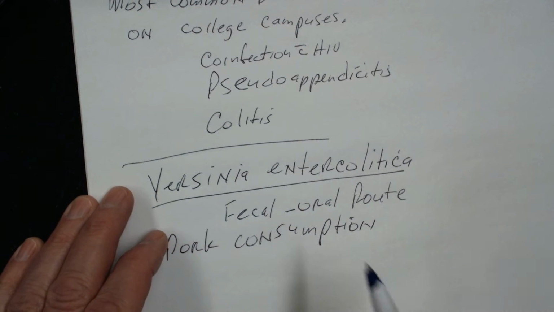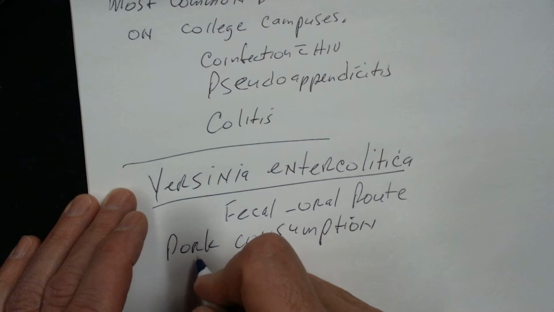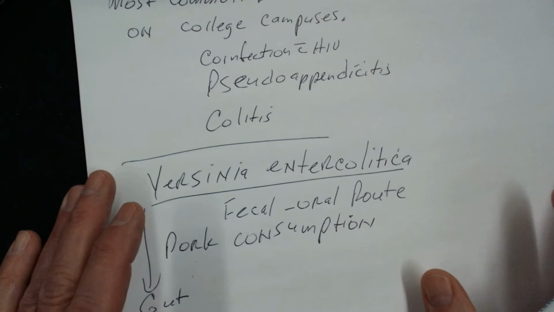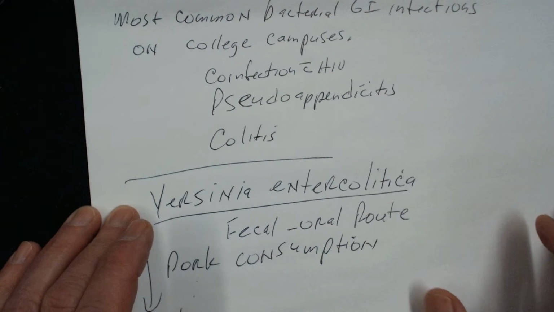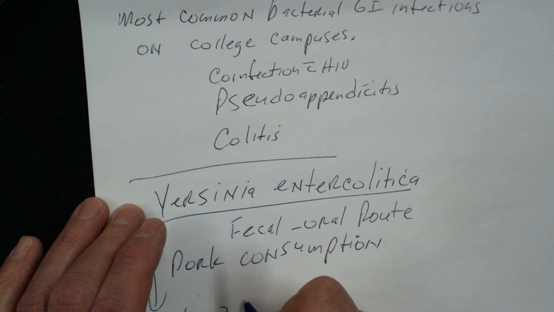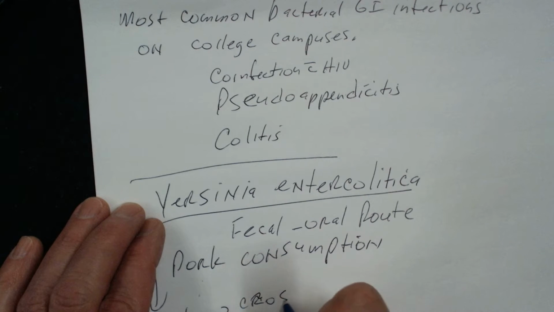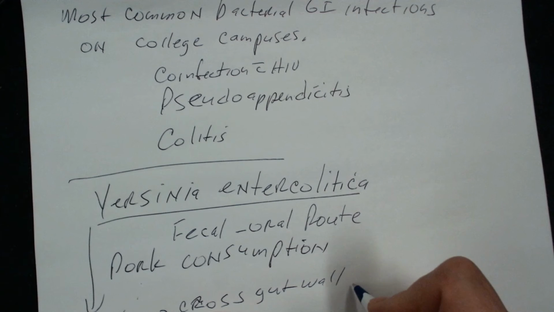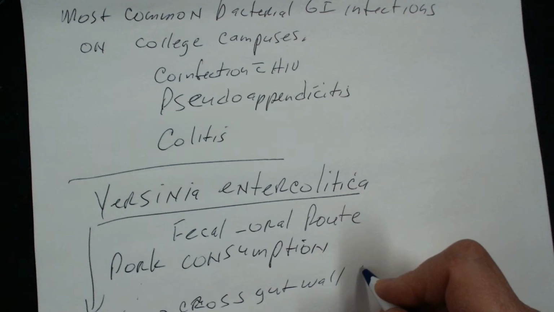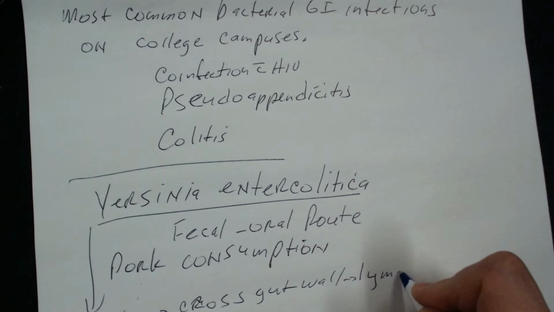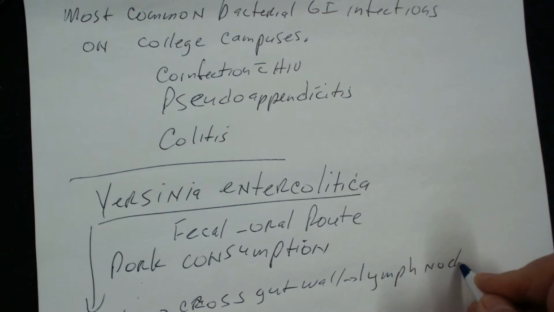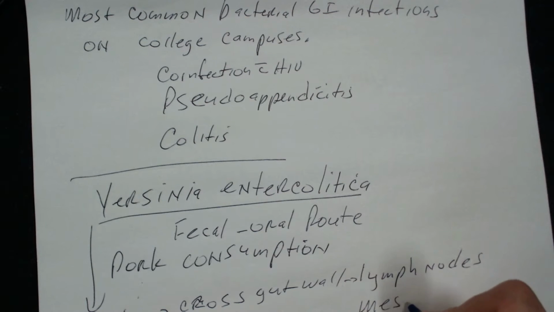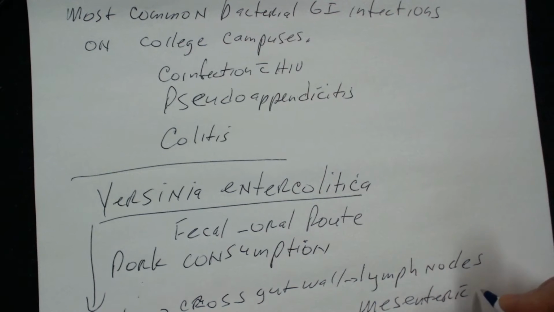So the organism, it goes to the gut. And then it can cross the gut wall, and it takes up residence in the lymph nodes. Usually the mesenteric lymph nodes.